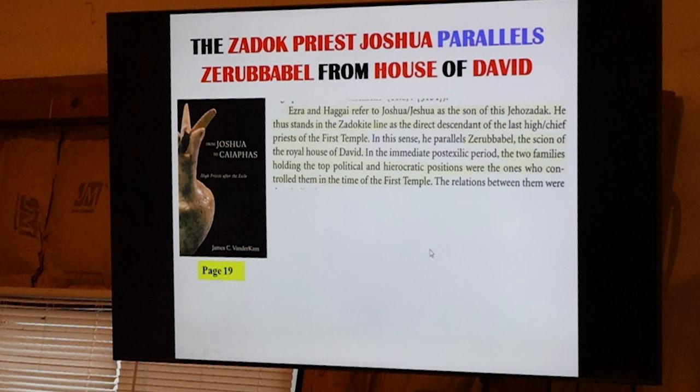And the Zadok priest Joshua parallels Zerubbabel. Now Zerubbabel, who came up out of Babylon, now this is Zerah, seed or sown, Babel, Babylon, sown in Babylon. So Zerubbabel was a ruler, came back from Babylon, Ezra and Nehemiah. He's from the house of David. And Joshua, Yehoshua, is a Zadok priest. So the two leaders here coming back from Babylonian captivity are from the house of David and a Zadok priest.